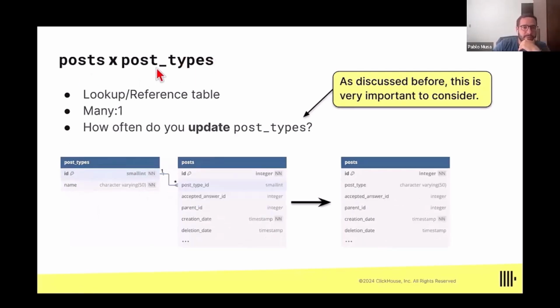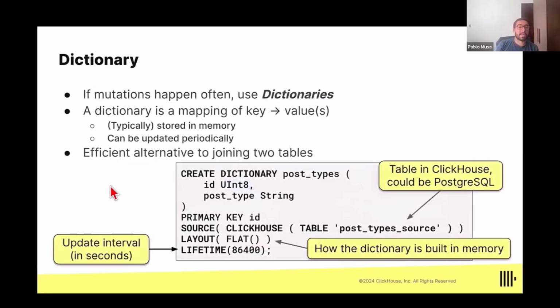Posts and post type, right? Same thing, lookup table, many to one relationship. How often do you update post types? Let's imagine, it doesn't make a lot of sense here, but let's imagine that I update this very often. If I update this very often, then denormalizing it is probably not a good idea, because then I need to be updating this too often, and we don't want that to happen. If that's the case, you can have this lookup table within ClickHouse.